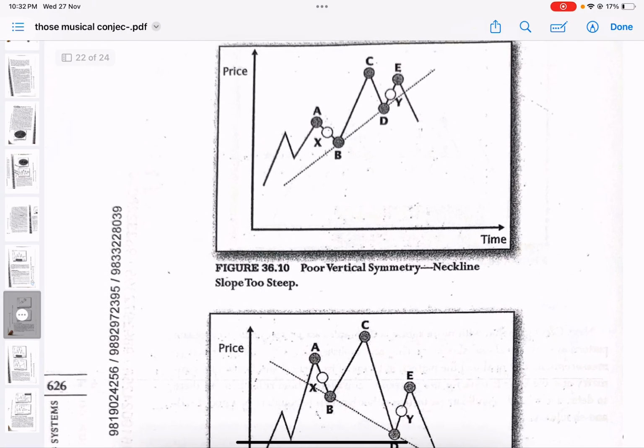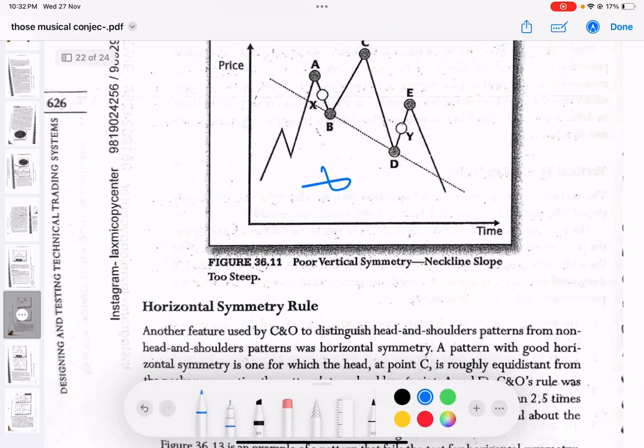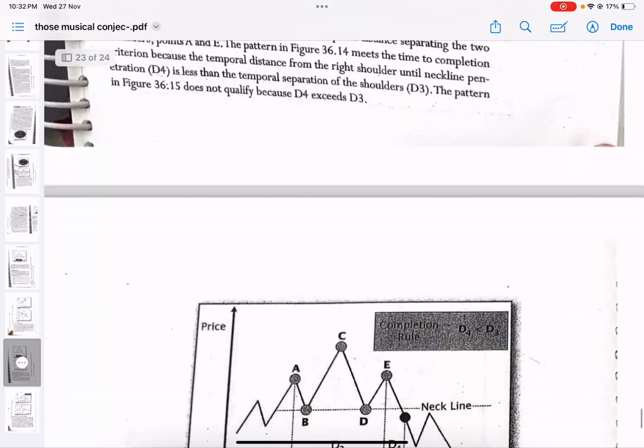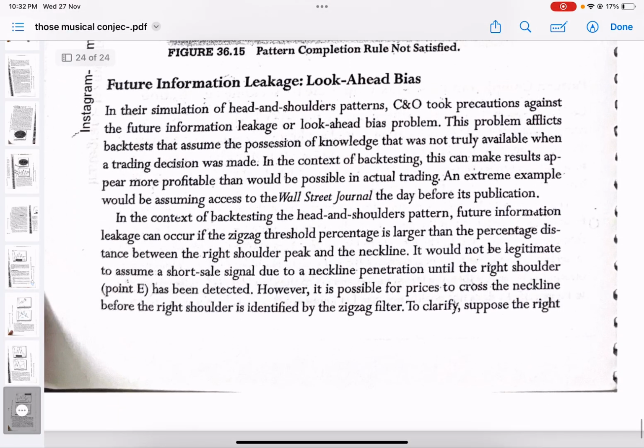If you look at this particular chart, this is not valid, because the symmetry is not good. Here also it is not good, because the neckline is sloping and slanting. So these are the kind of things they did.